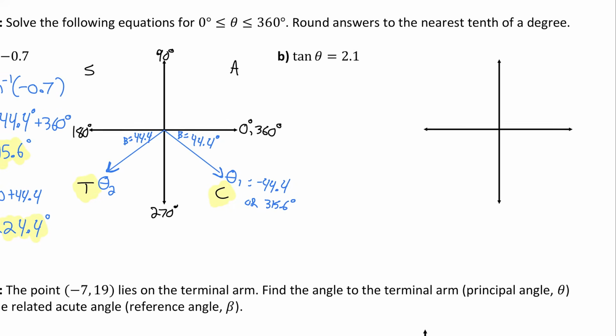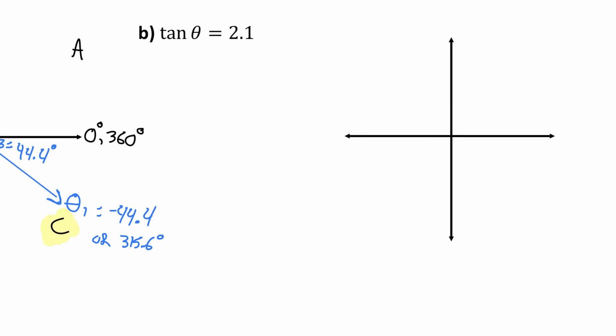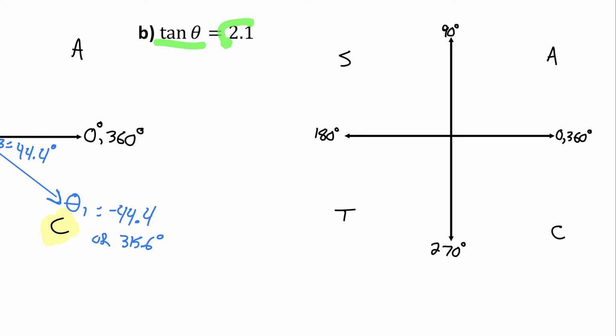Let's try and solve part B, which says tan theta equals 2.1. Let me set up the Cartesian grid quickly again. This time I have a tan ratio that's positive. So where are tan ratios positive? In quadrant 3 and in quadrant 1. So I know I'll get answers in both of those quadrants. So I'll draw a terminal arm in quadrant 1 and 3.